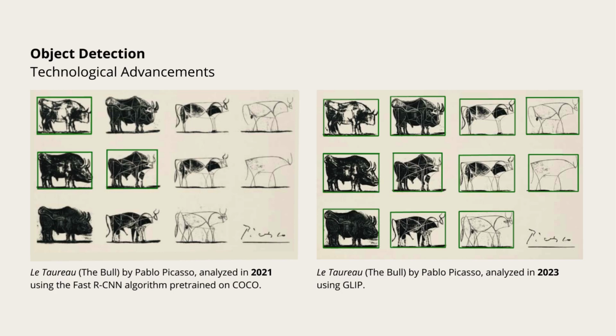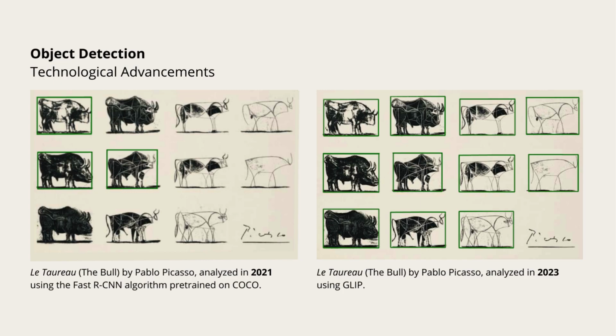These images show Pablo Picasso's series of lithographs titled The Bull. We've chosen this example because it demonstrates a wide range of depiction styles, from very lifelike drawings to increasingly more abstract styles. The image to the left shows the result of a test we ran in 2021. At the time, the Fast R-CNN algorithm pre-trained on the COCO labels could only classify 3 drawings as a cow, since the COCO label set had no separate category for bull.